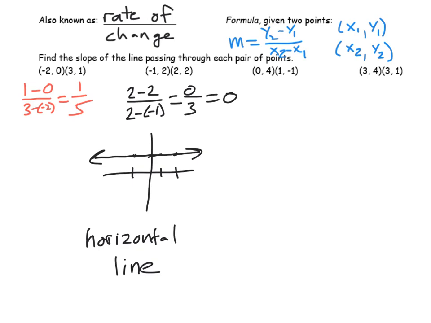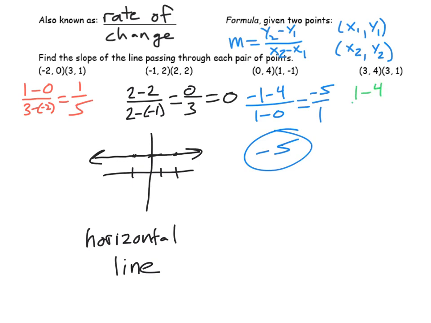All right, 2 more. Negative 1 minus 4 over 1 minus 0 would be negative 5 over 1, or negative 5, right? There's just a negative slope, so that one would be a decreasing line. And last one, 1 minus 4.